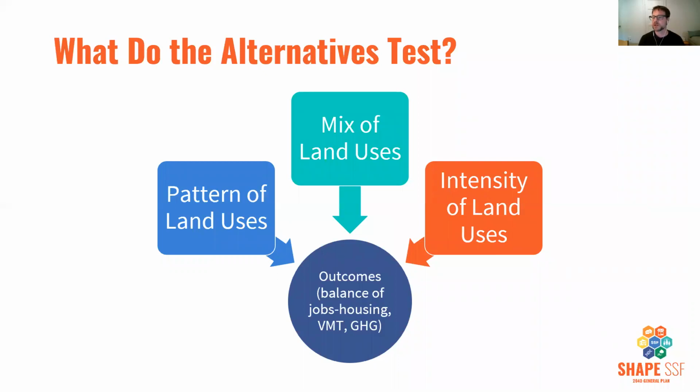The land use alternatives are really composed of three key components: the pattern of land use, the mix of those land uses, and the intensity, or the density, of those land uses. We mix those three things together and we can get a series of outcomes to help evaluate those alternatives. Some of those outcomes include the balance of jobs and housing within the city, the vehicle miles traveled, and the greenhouse gas emissions from each of those alternatives. This information will help us make those informed choices about the future.